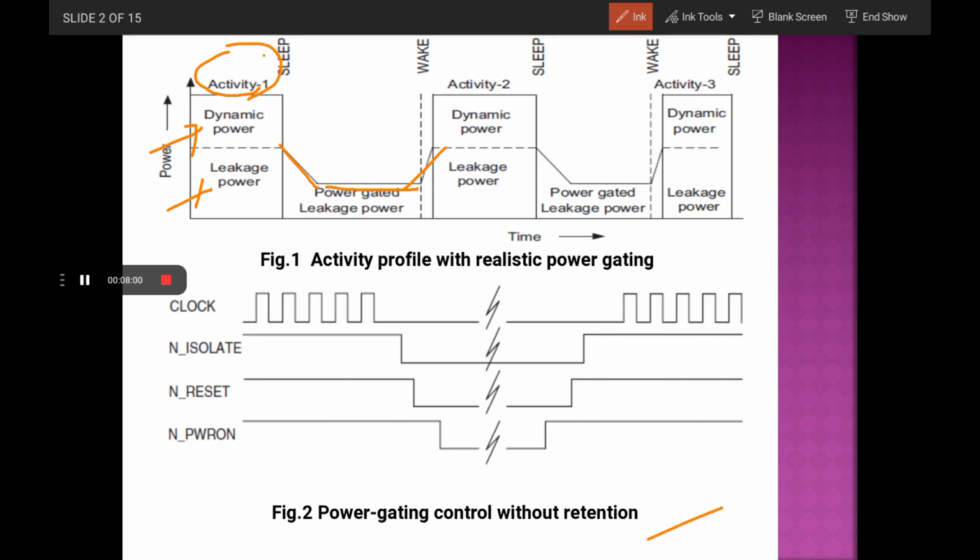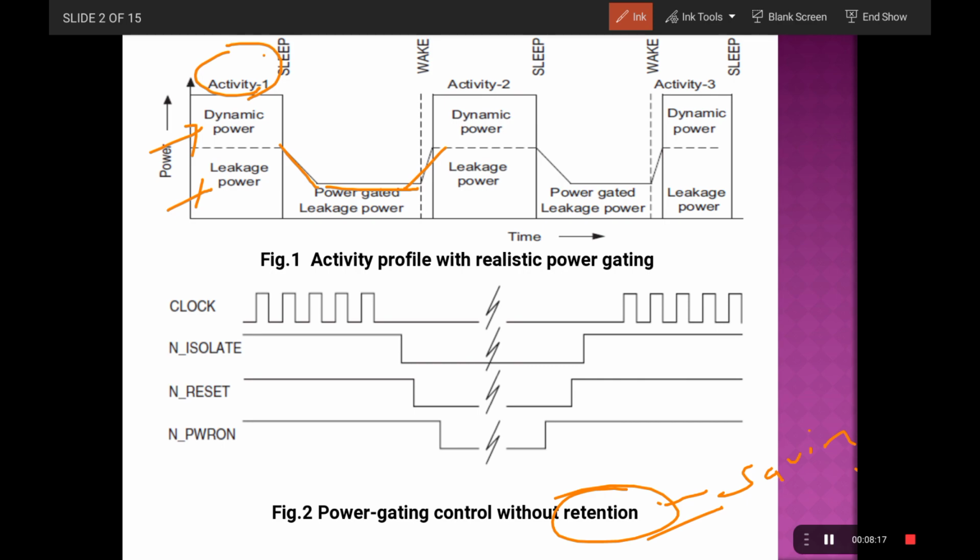This is power gating control without retention. Without retention means that we are not saving any data in the corresponding registers. That is the meaning of retention: retention means saving the data in the registers. Okay, that is the basic criteria.